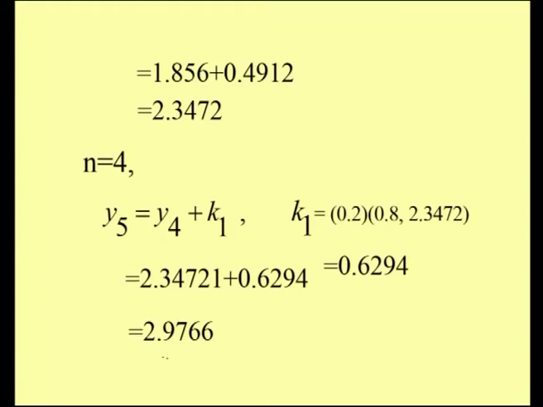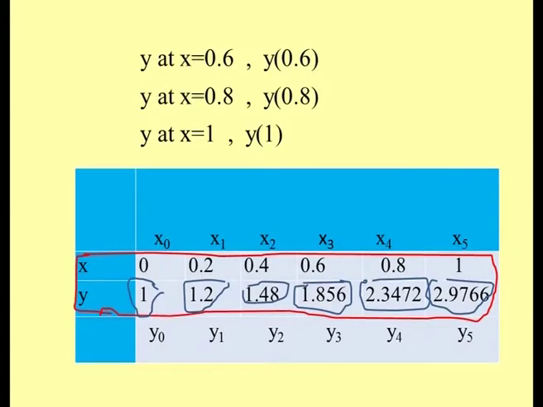y5 is 2.9766. All the values are tabulated in the tabular column. Hence, we have calculated y1, y2, y3, y4, y5 values. Rounded off values are the calculated values. As and when they are found out, they are filled in the tabular column for further calculations.